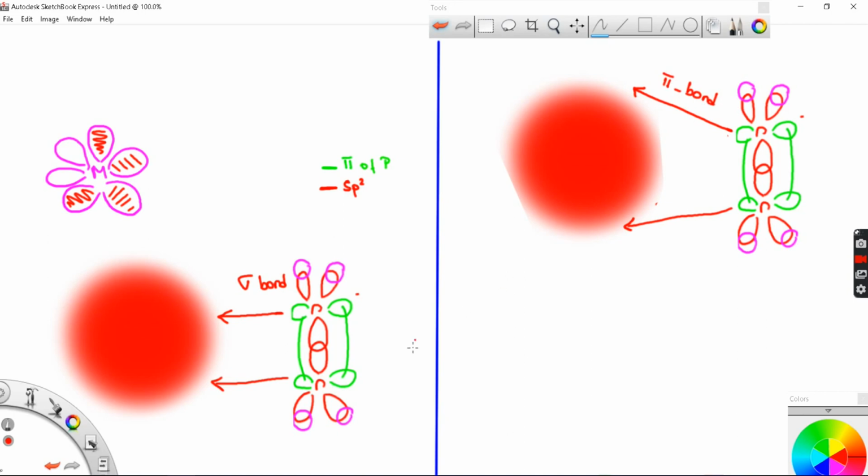If we look at these two figures, the donation is from p orbitals of C2H4, but the bond may be sigma or the bond may be pi, and we will explain this in detail in the chapter concerning the metal-alkene bond.